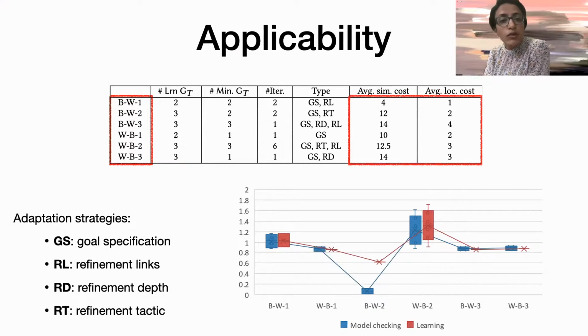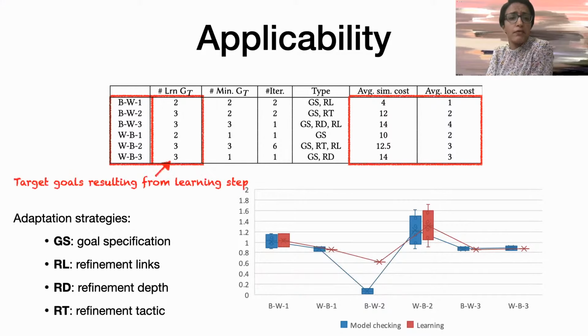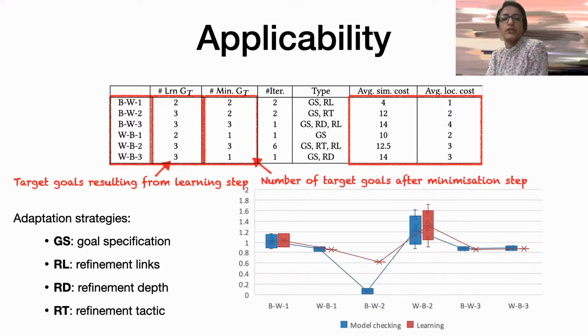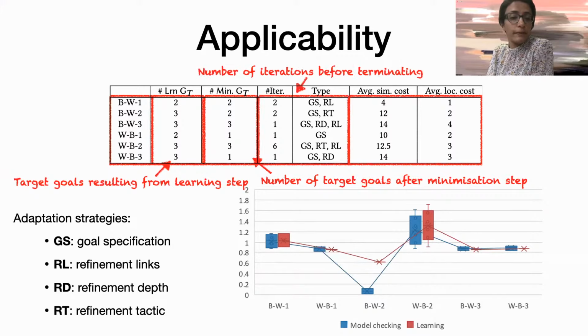Minimization removed irrelevant goals, and there were longer iterations for adding refinement relations compared to deleting. But we need further empirical analysis to understand the correlations between adaptation strategies, number of intermediate adaptations computed, and the final cost. But generally, we find that the adaptation compute time was relatively small and could be improved.